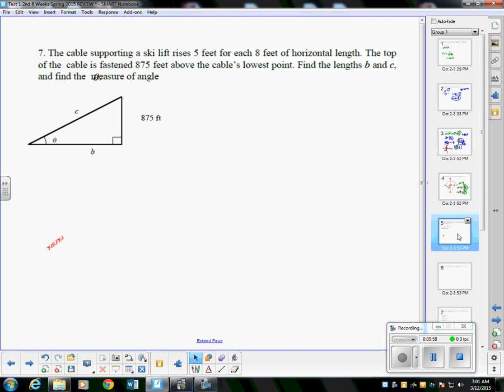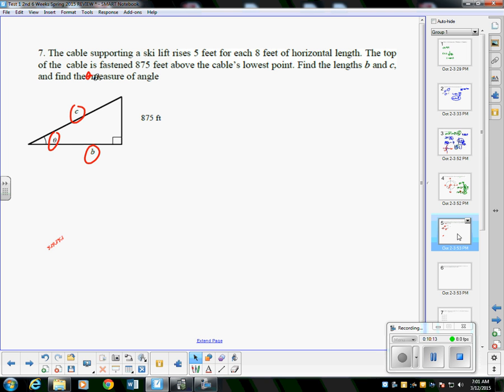find this, there looks like a little misprint here. This should be theta right here. Find theta, or in other words, measure the angle. So what we want to do is find the missing parts of this picture here. We want to find B, we want to find C, we want to find theta.